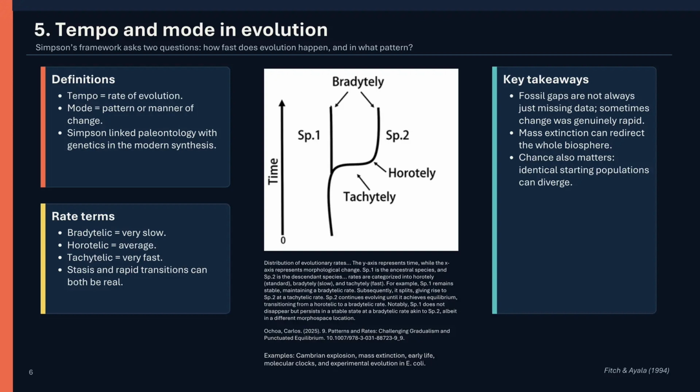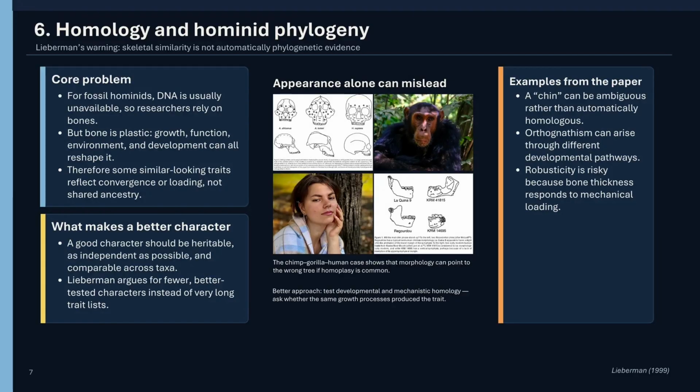So if there's a gap in the fossil record, does that mean the fossil record is incomplete? Not always. Remember, sometimes evolution can happen rapidly. Finally, let's cover homology and hominid phylogeny. This 6th source is Homology and Hominid Phylogeny, Problems and Potential Solutions by Lieberman in 1999.